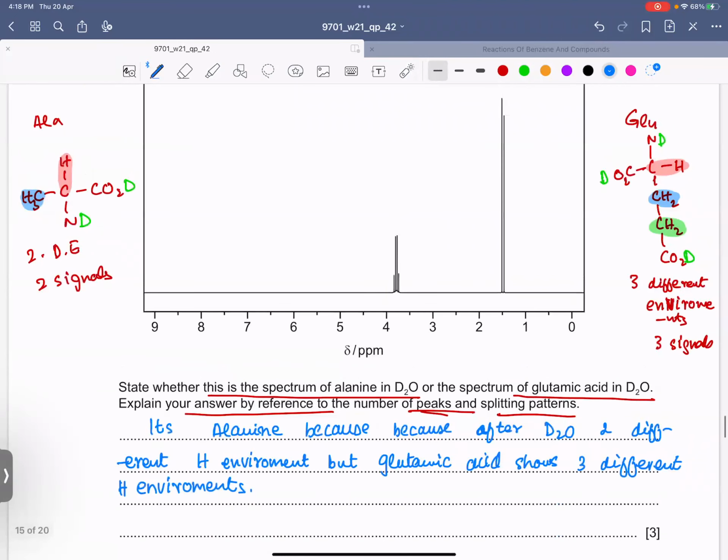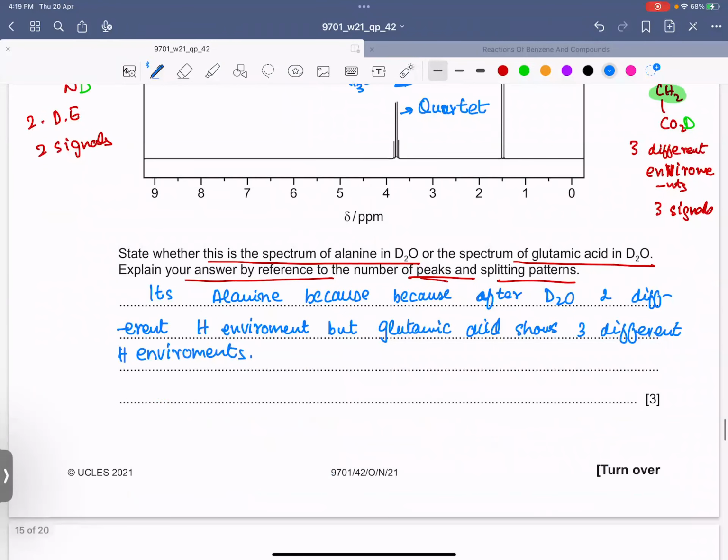The other reason, if you see, here we are getting a quartet, right? And it's a quartet of this CH because in its neighbor there is a CH3. So this CH is showing you a quartet, but here there is no CH3 group. So we can write: alanine has a quartet which cannot be shown by glutamic acid.